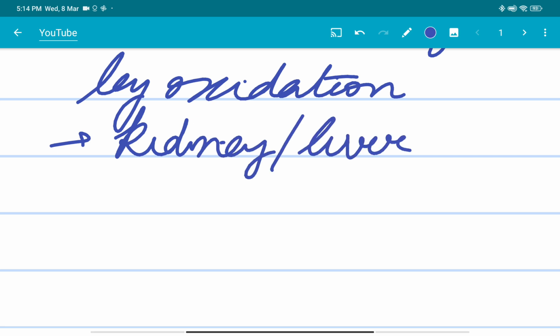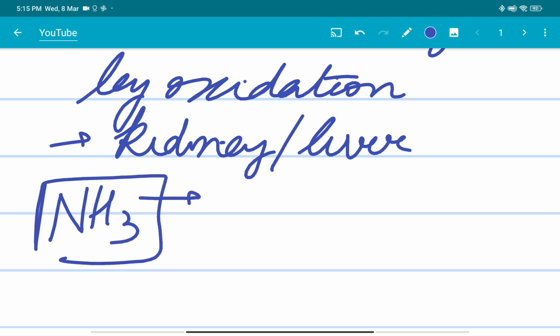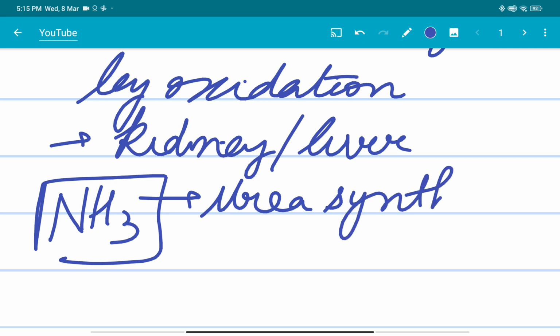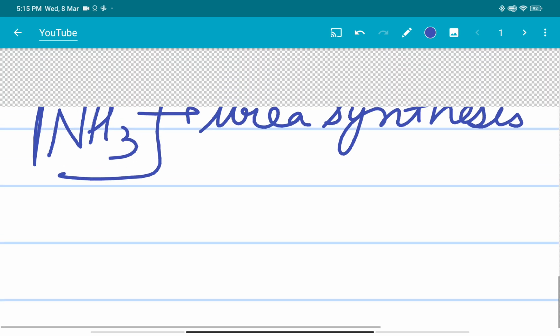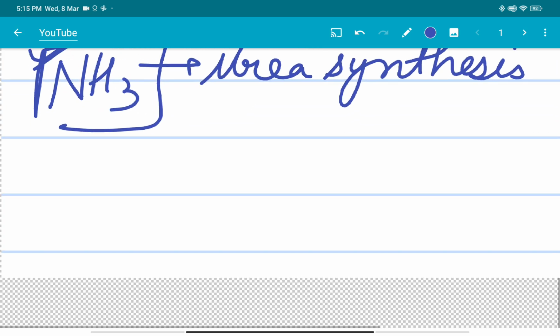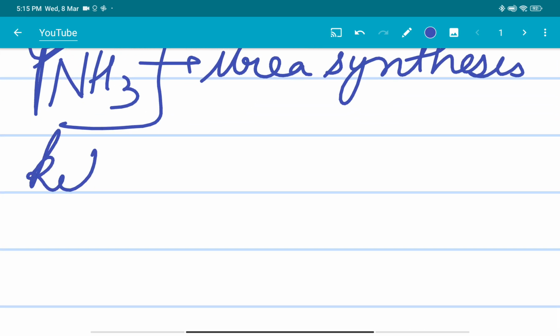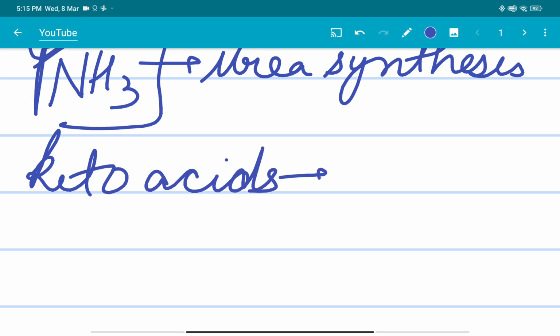The main purpose of oxidative deamination is to produce ammonia for the urea synthesis and to produce the keto acid, basically for energy production. The first one is the production of ammonia, and the next one is the formation of keto acid for energy production.